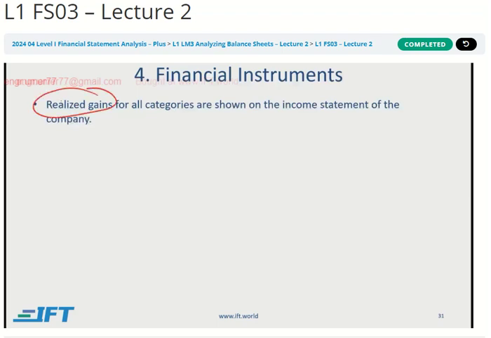Realized gains, of course, for all of them will flow through the income statement, and even the income from all of them. So income could be dividends for stocks and coupon payments for bonds. So that of course will flow through your income statement as well.